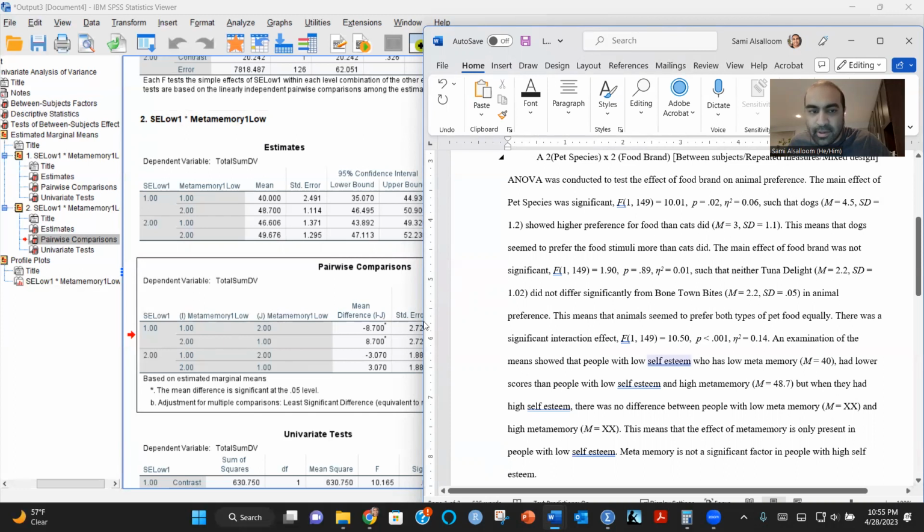So that is how you look at your interaction effects if you do have a significant interaction. And depending on what kind of interaction you have, you just have to word it a little bit differently than other interactions. So it's always going to be specific to your own experiment. Okay.